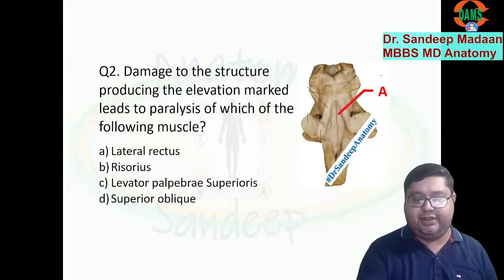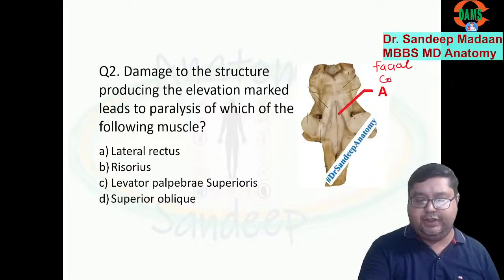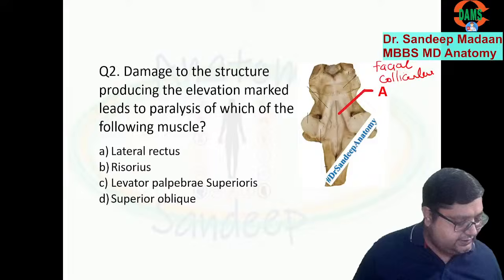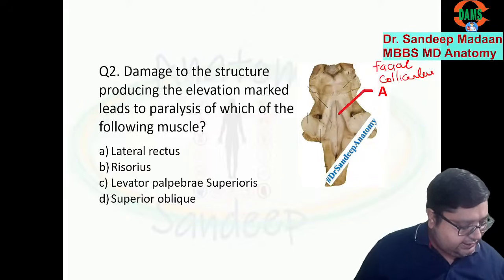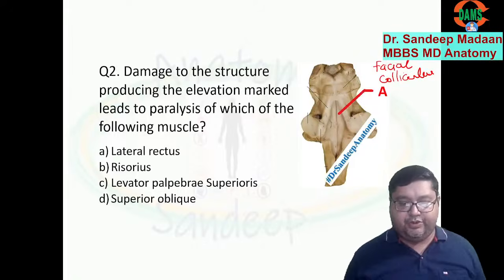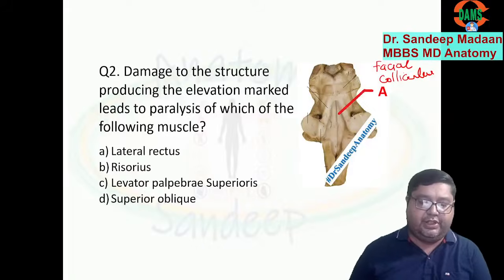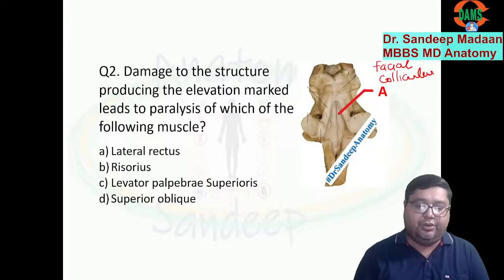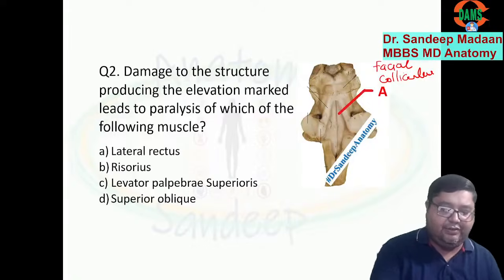What is the marked elevation? Marked elevation is nothing but the facial colliculus. And the facial colliculus is produced by the facial nerve. It is produced by the facial nerve around the sixth nerve nucleus. The question is, if the damage is to the structure producing the marked elevation, that will be the seventh nerve, and the seventh nerve will be supplying the risorius muscle, which is the muscle of grinning.